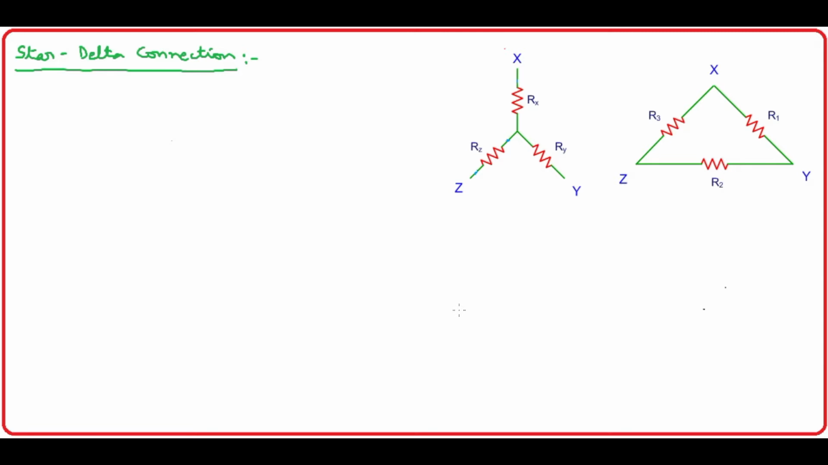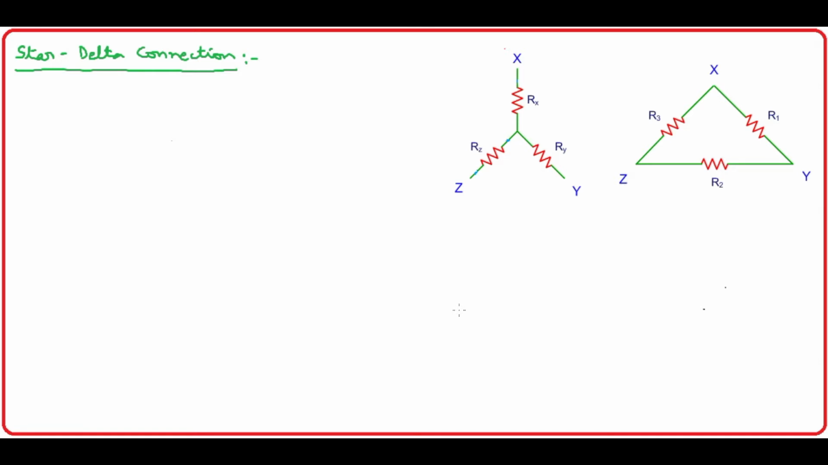If you can see in the diagram, there are three terminals X, Y and Z. They are connected with three resistors Rx, Ry and Rz. Similarly, we have another diagram which has again three terminals capital X, capital Y and capital Z, and the resistors are connected in a delta fashion. So this is R1, R2 and R3. In the first case it is called star connection, the second case is called delta connection.